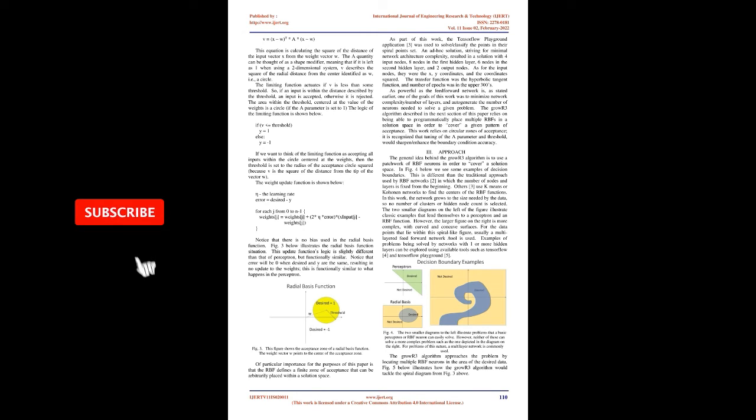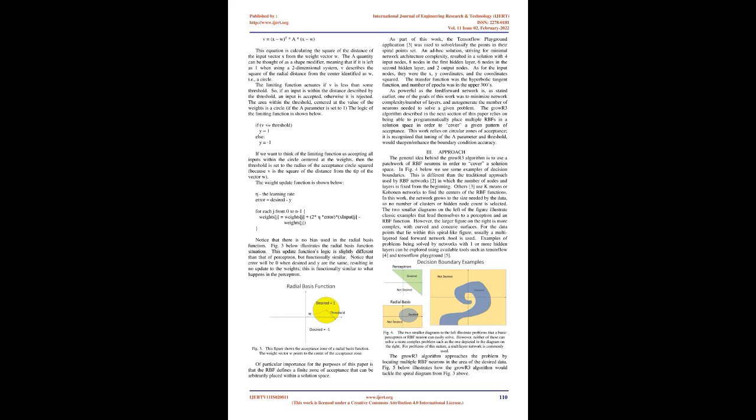As part of this work, the TensorFlow Playground application 3 was used to solve/classify the points in their spiral points set. An ad hoc solution, striving for minimal network architecture complexity, resulted in a solution with 4 input nodes, 8 nodes in the first hidden layer, 6 nodes in the second hidden layer, and 2 output nodes. As for the input nodes, they were the x, y coordinates, and the coordinates squared. The transfer function was the hyperbolic tangent function, and number of epochs was in the upper 300s.